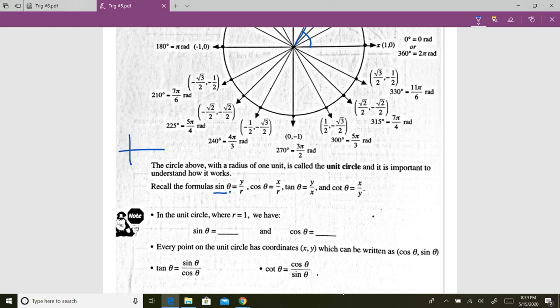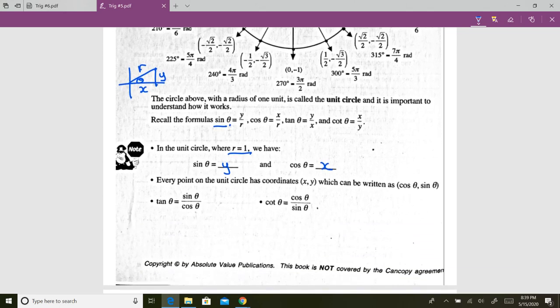Remember, if you're here, there's your y value, there's your x value, there's your r value. That's theta. Sine is opposite over hypotenuse, y over r. But remember, in the unit circle, r is 1, so it's just y over 1, or y. Cosine is x over r, but r is 1, so cosine is equal to x. So what this means is every point on the unit circle, only the unit circle, can be written as cosine of the angle, sine of the angle, x, y. All right? Don't worry about these identities. We will deal with those later on.